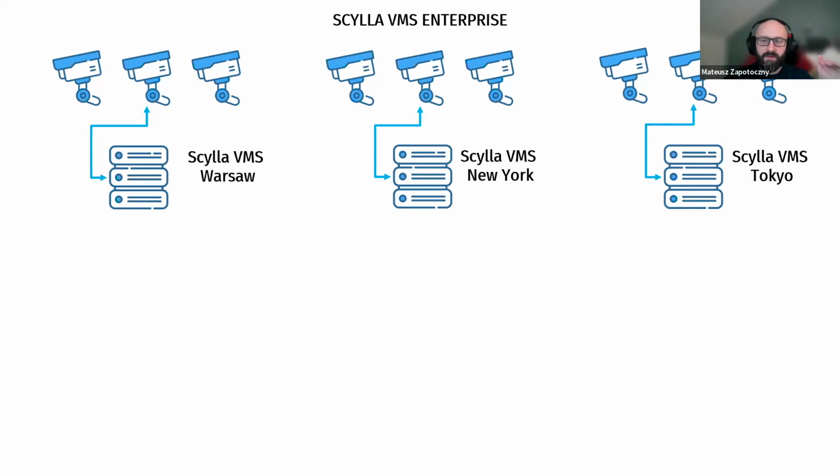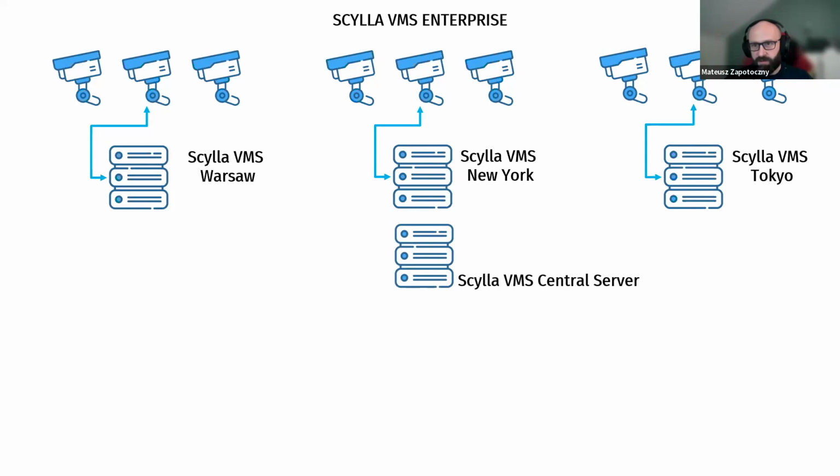Then you don't keep all the settings separately on each of those servers. You can create one or multiple Scylla VMS central server. This one can be cloud-based. This can be local cloud, or it can be one of those servers also. So you can do it whatever you want, and depending on the needs from your customer. So this is the central server.